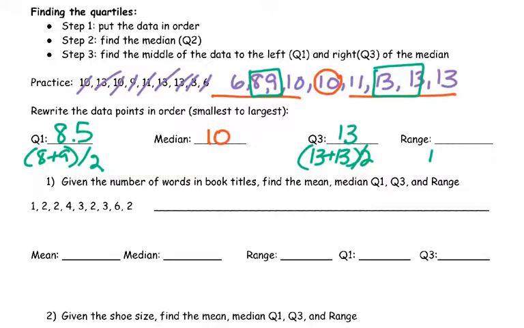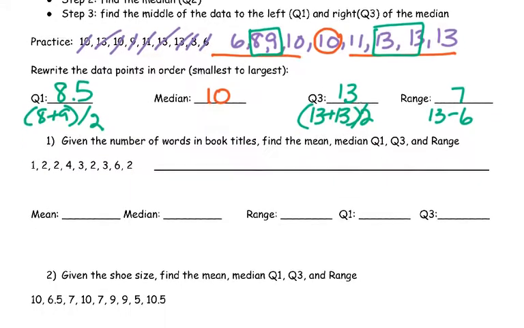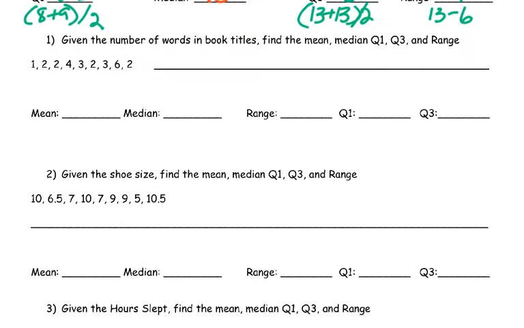And then when I find my range, I'm going to take my highest, which is 13, and subtract 6 from that. 13 minus 6 is 7. And that's how we do it. I'll do one more with you, and then that'll be it. Let's look at the next one.